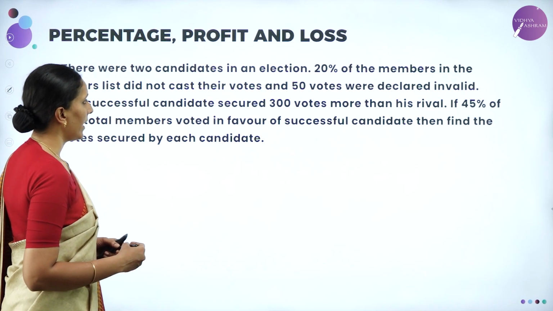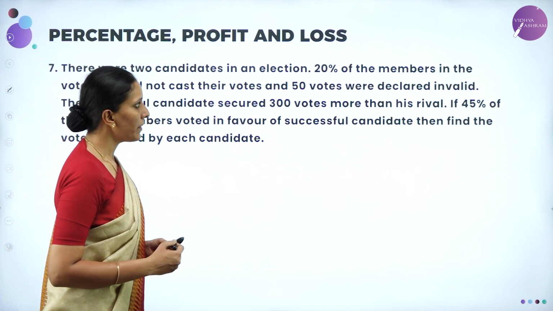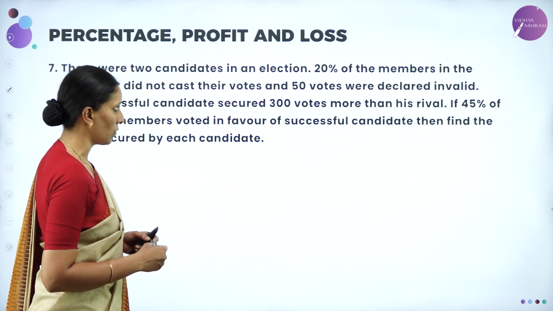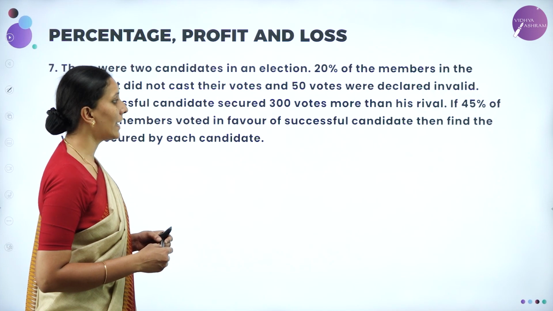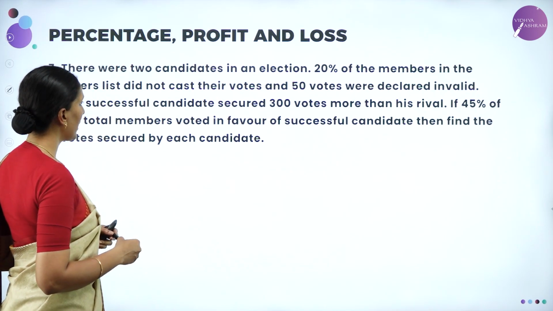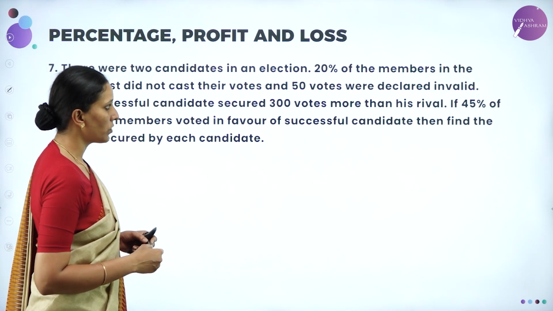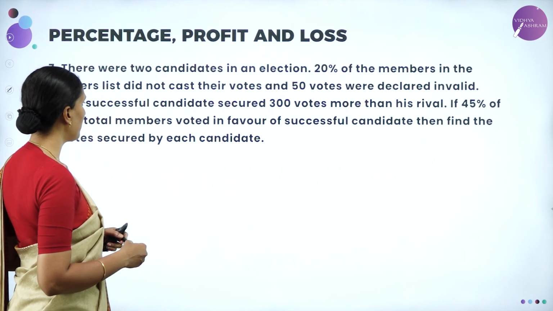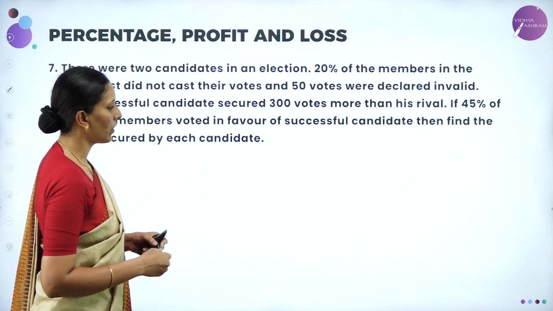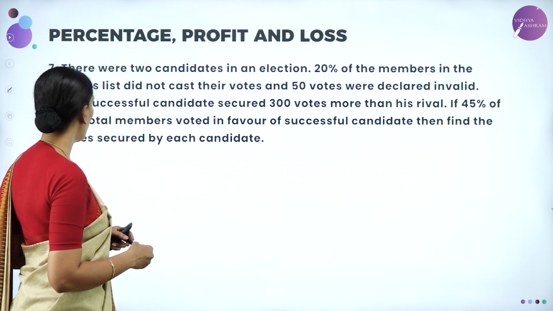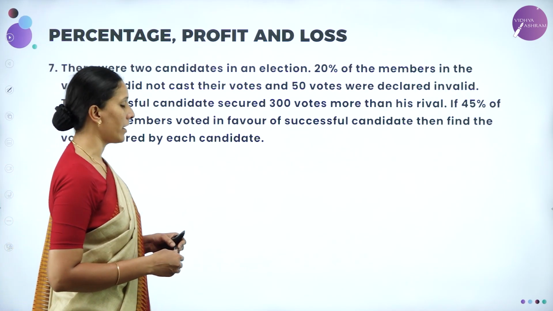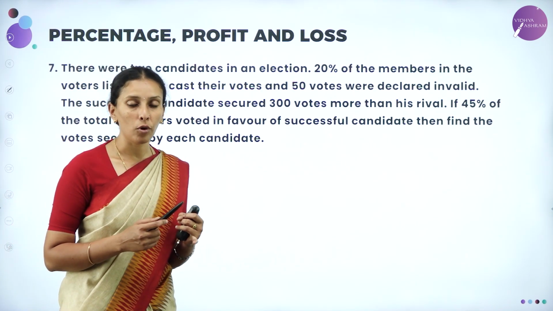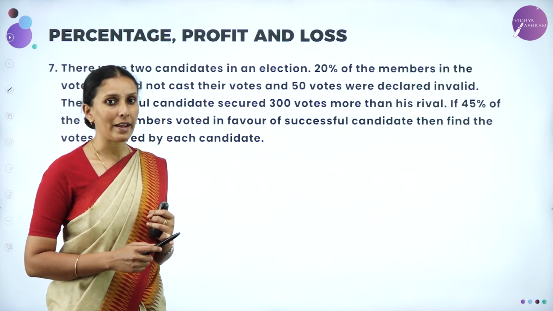There were two candidates in an election. 20% of the members in the voters list did not cast their votes and 50 votes were declared invalid. The successful candidate secured 300 votes more than his rival. If 45% of the total members voted in favor of the successful candidate, then find the votes secured by each candidate. So we need to calculate the number of votes in favor of both the winning as well as the rival candidate here.